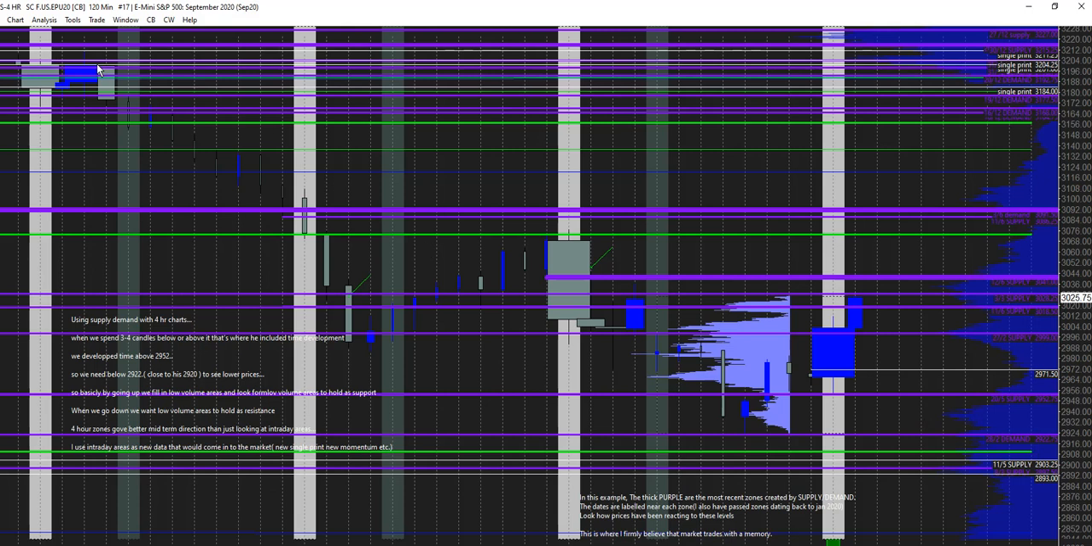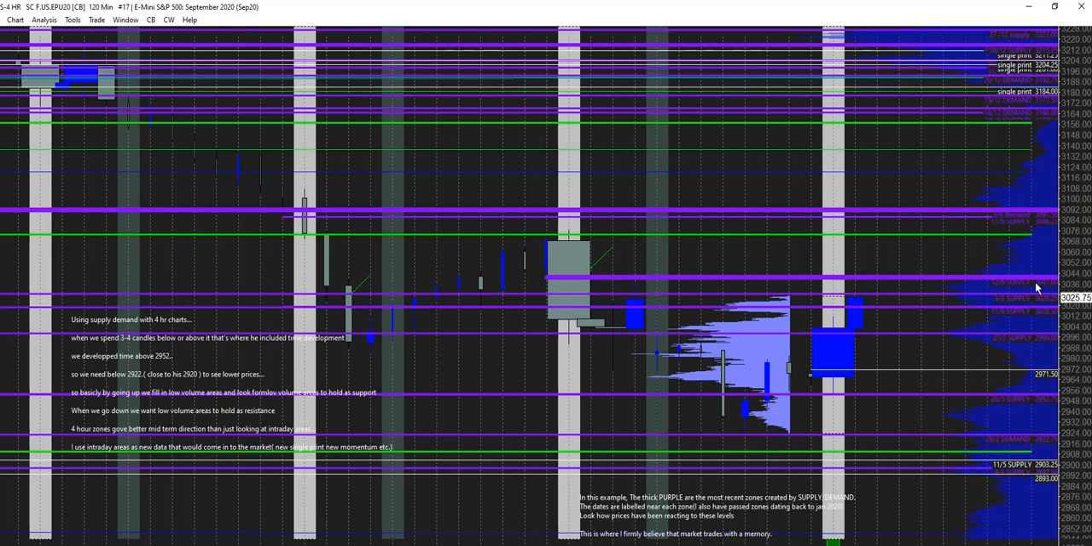So if we're going down, for example, I want low volume nodes to give us a bias that the downtrend is pretty intact. It's still a downtrend. So going down, you want low volume areas to hold as resistance, and going up, you want low volume areas to hold as support. That's how I see the market.